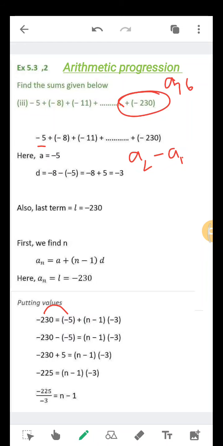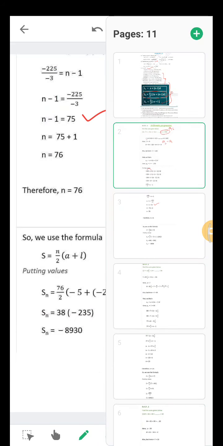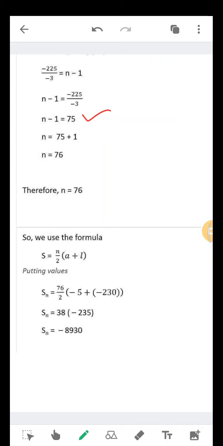There can be many more terms, but he is asking you to find the sum only up to minus 230. So up to minus 230 we have 76 terms. So let's find the sum now. Unless and until we know the n value, we cannot find the sum of those many terms. Here the n value we have got is 76, a is 5, and L is nothing but minus 230, so I'll directly use this formula.